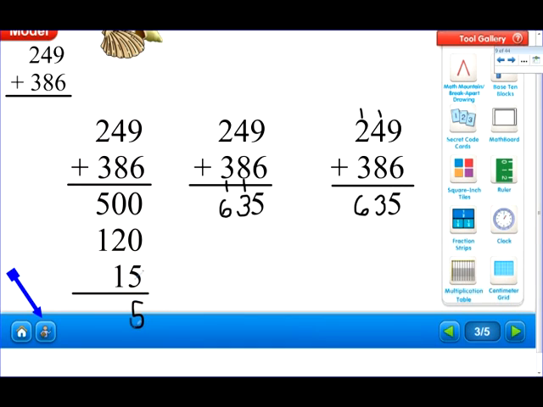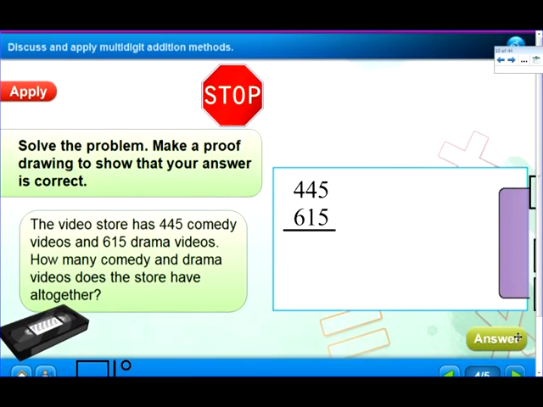And what you do is you add up 0, 0 plus 5 equals 5. 1 plus 2 equals 3. And 5 plus 1 equals 6. So between those 3, we got all the same answers. And you can go back through and double check your answers using a drawing. But we're going to move on and do the apply problem.